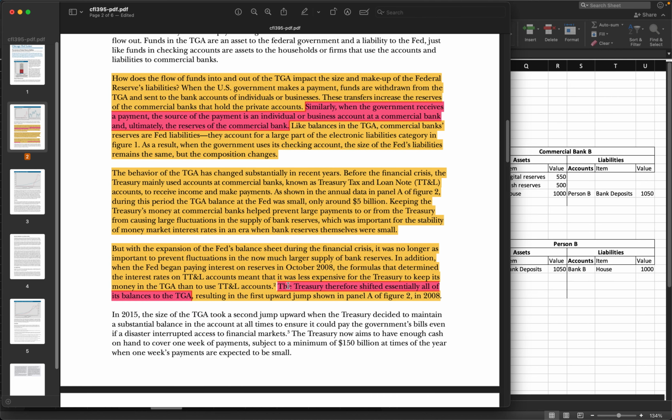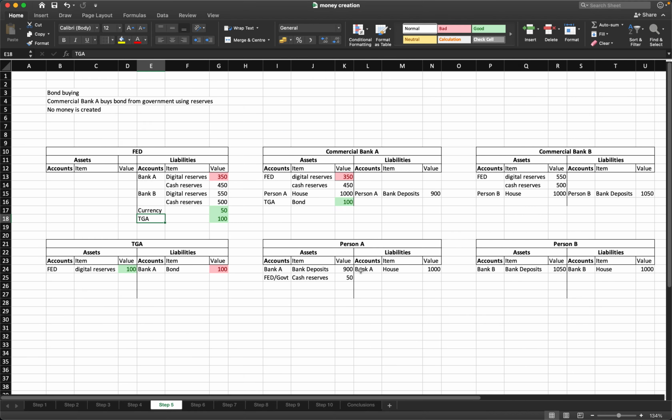Since 2008, the Treasury shifted essentially all of its balances to the TGA. So as you can see here, commercial bank A buying a bond, they transferred 100 of their digital reserves into a bond. TGA as an asset, they got those 100 reserves, but their liabilities now also contain a bond. This also, of course, mirrors the same for this.